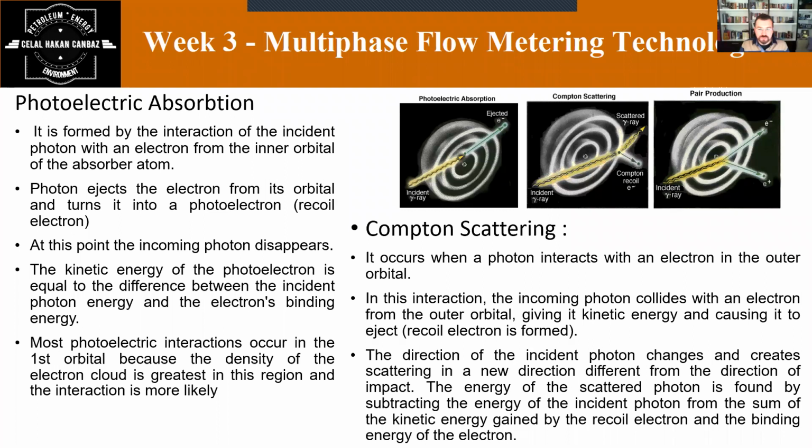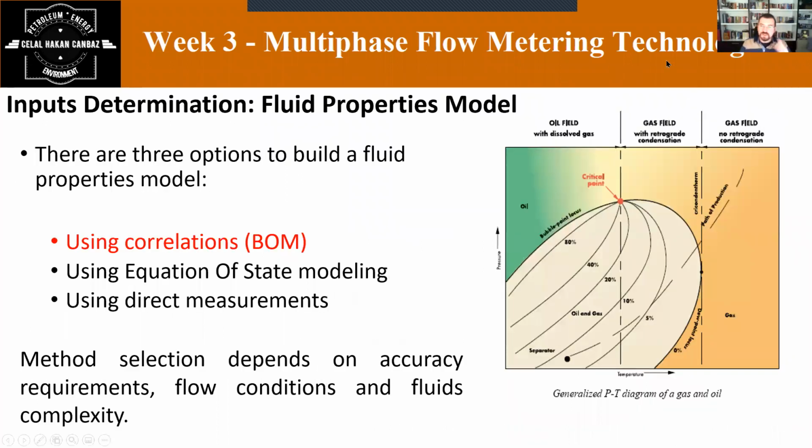So let's move to the inputs determination. What we said: I had my mass rate results, and I had my fractions, which I got from my nuclear model, right? So I combine these two in a fluid properties model to get the real rates of individual phases. I will use a fluid properties model, but it is crucial to select the best model that fits the characteristics of my well production, my fluid of my well.